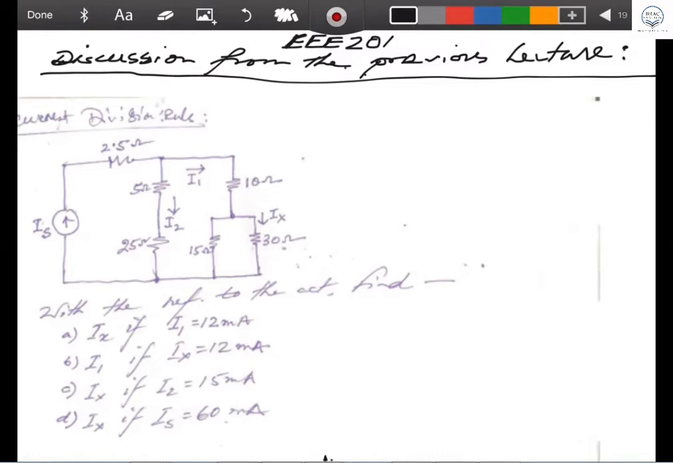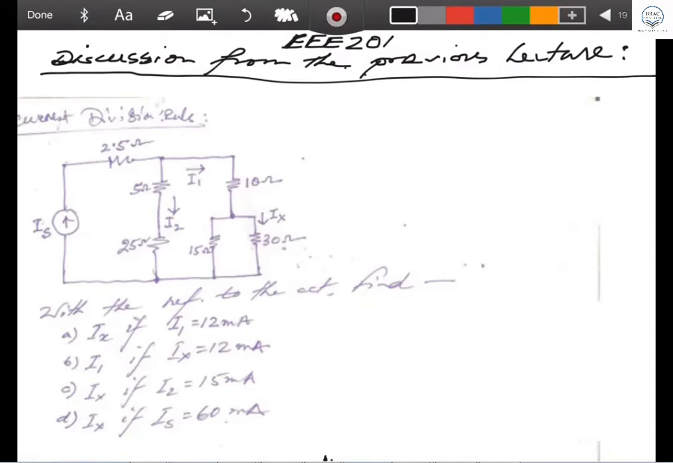So, from the previous lecture, I'd like to see the practice problem that I have given based on current division and voltage division. If you can see this problem on the screen, the current division, some of you are having problems with this. I'm just going to let you know how to solve this problem. If you can be with me online, that should be fine.